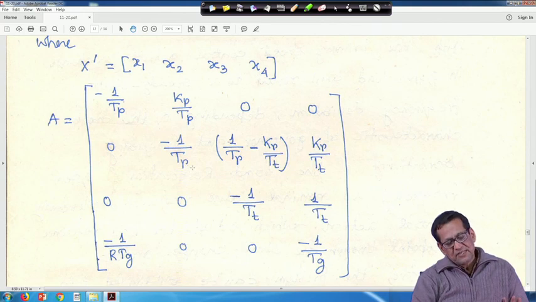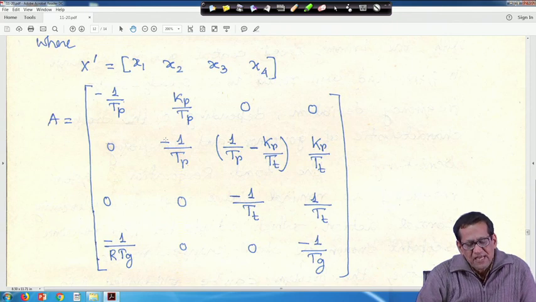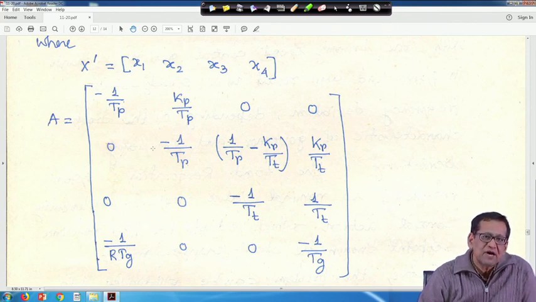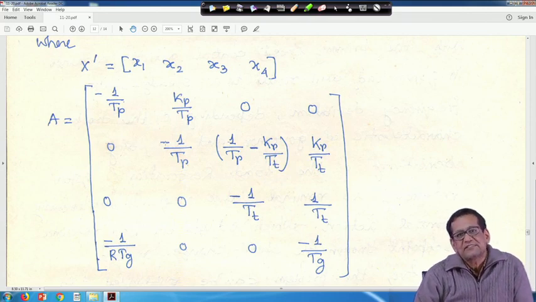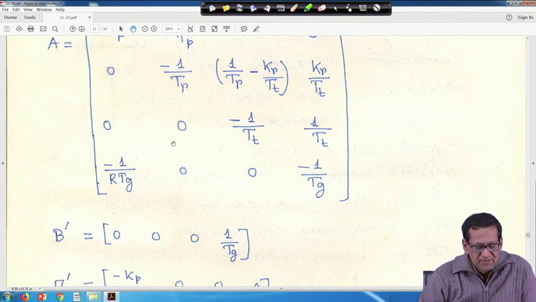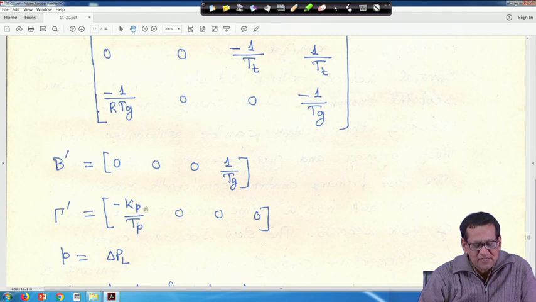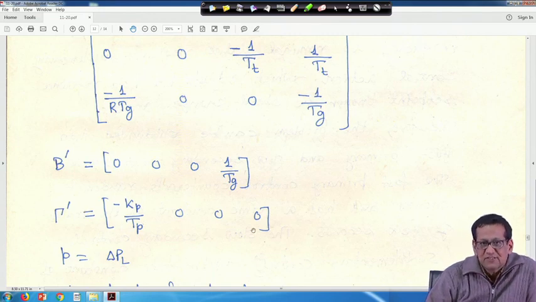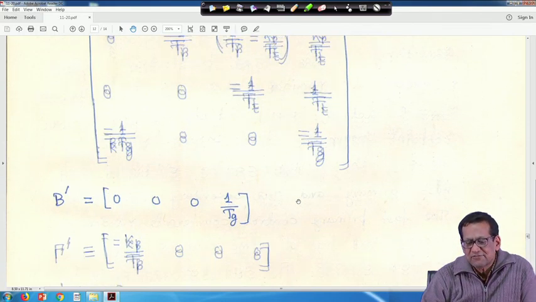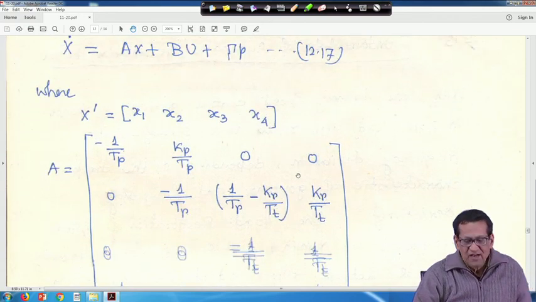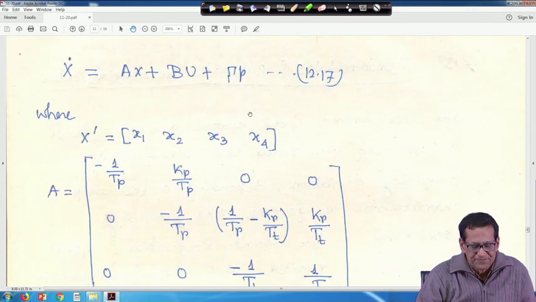Now, how will we know that the system is stable? What we will do is, for the A matrix, find out the eigenvalues. If the real parts of all the eigenvalues lie on the left half of the S plane, then your system is stable. And B transpose is 0 0 0 1 upon T G, and gamma transpose is minus K P upon T P 0 0 0, and P is the disturbance, that is delta P L. So whenever we write gamma P, P actually is delta P L.